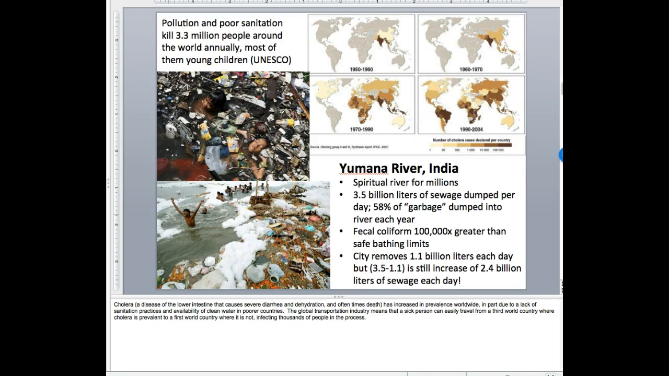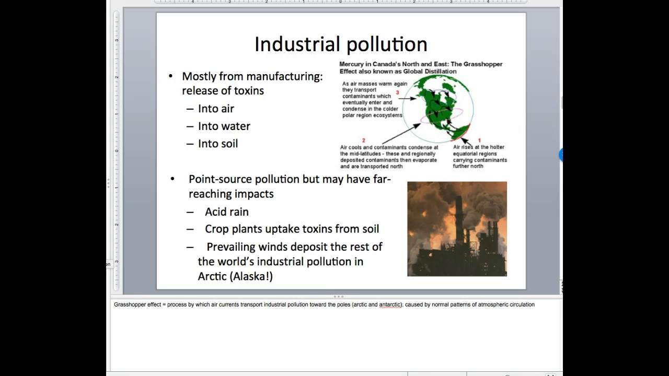Okay, so that's one type of pollution. We could call it sort of natural pollution, and it comes from sewage, which is a natural byproduct of human population. It's not a chemical, but it causes eutrophication, causes waterborne disease, stunts children's growth, causes deaths.